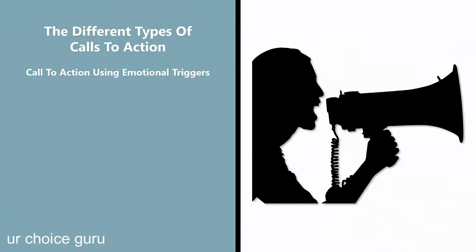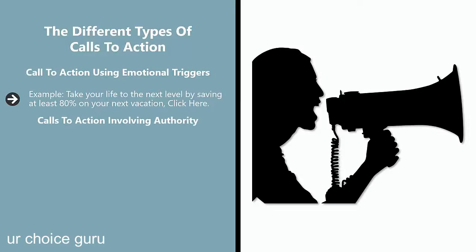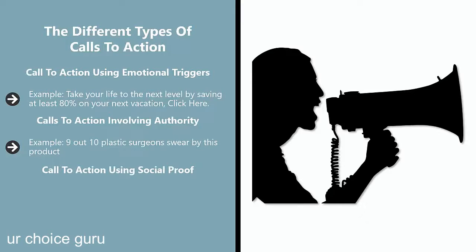The different types of calls to action. Call to action using emotional triggers. Example: take your life to the next level by saving at least 80% on your next vacation. Click here. Calls to action involving authority. Example: 9 out of 10 plastic surgeons swear by this product. Call to action using social proof. Example: click here to get the #1 rated laptop solution for insurance professionals.